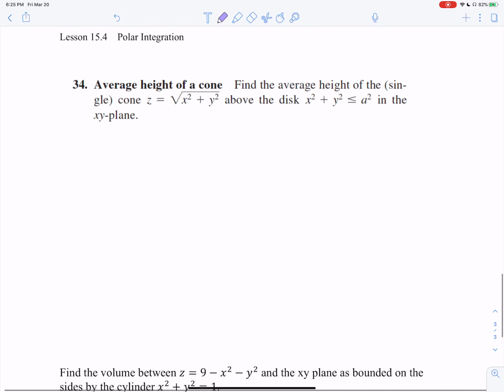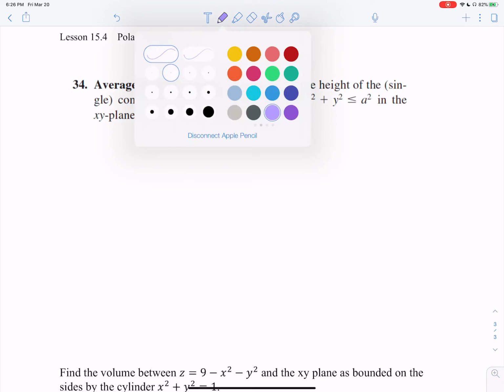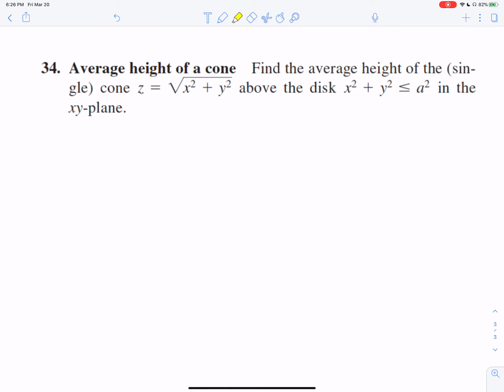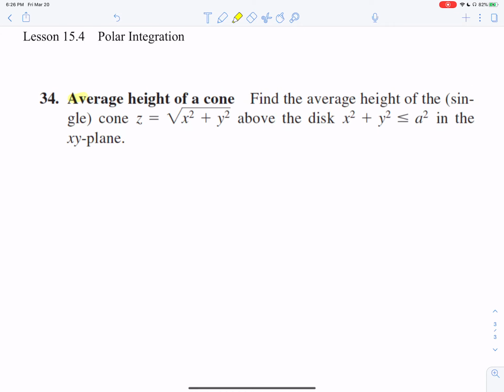Number 34. So this is our first word problem, or kind of sentence-structured problem, of the worksheet. Let me get out a highlighter to highlight the important parts. So we're asked to find the average height of a cone. So I'm already thinking of my average value formula that we talked about in the last section. We'll pull that back out.